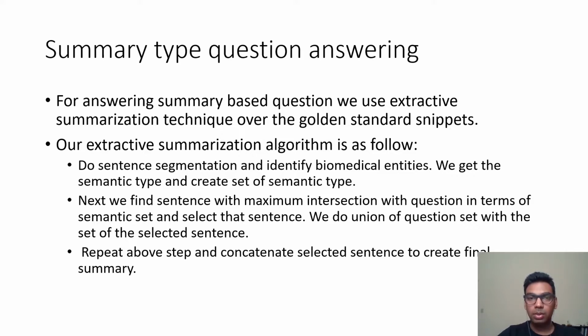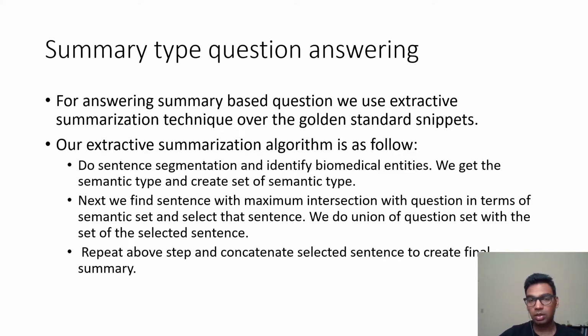MetaMap was a tool built by Dr. Aronson at the National Library of Medicine to map biomedical text to the UMLS thesaurus. UMLS, which is short for Unified Medical Language System, is a comprehensive thesaurus and ontology of biomedical concepts. UMLS includes tools for the metathesaurus, semantic network, specialist lexicon, and lexical tools. So we use UMLS and MetaMap to do most of the biomedical entity identification.